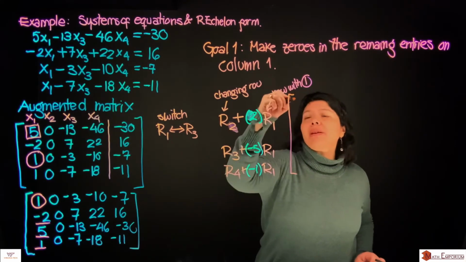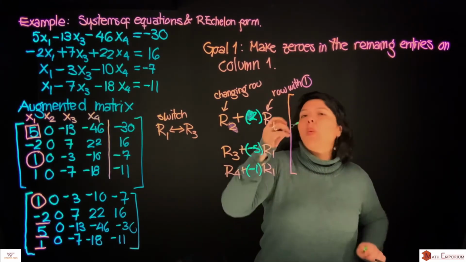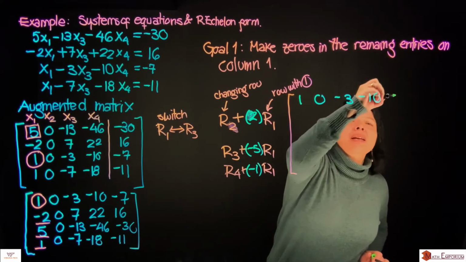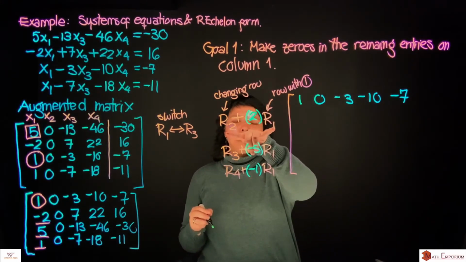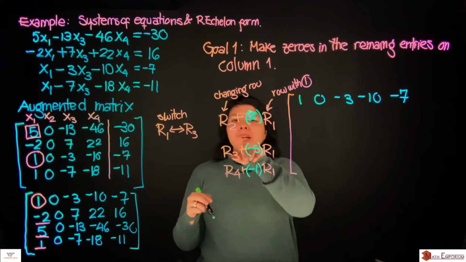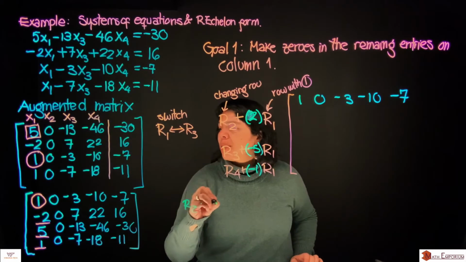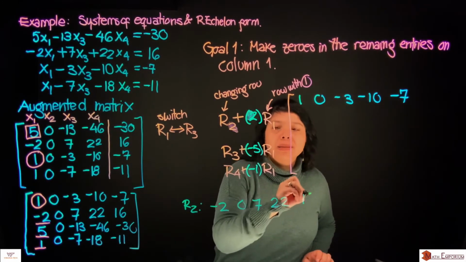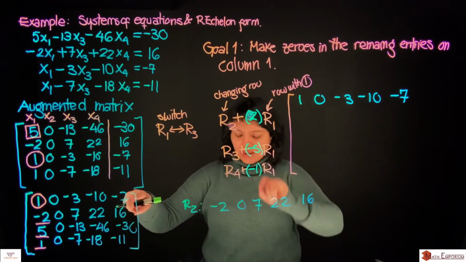Okay, so what am I getting? So the first row remains the same, so that's going to give me 1, 0, -3, -10, -7. And let me just show you how to do this computation, how I would do it when I'm using my notebook. So row 2 is this one. So row 2 will be -2, 0, 7, 22, and 16. And then -5 row 1 means multiply all of these.